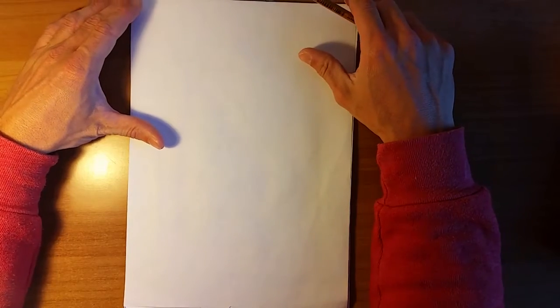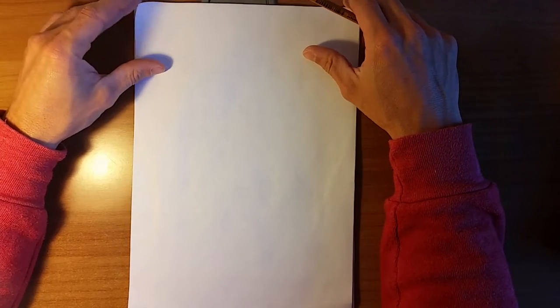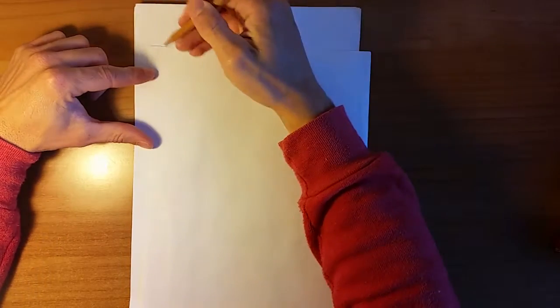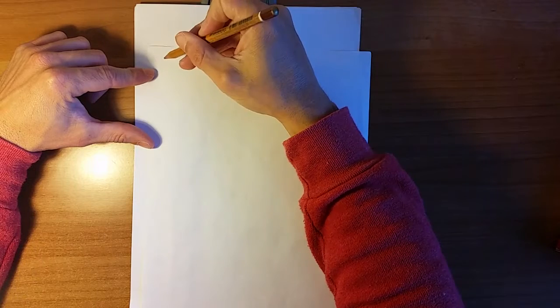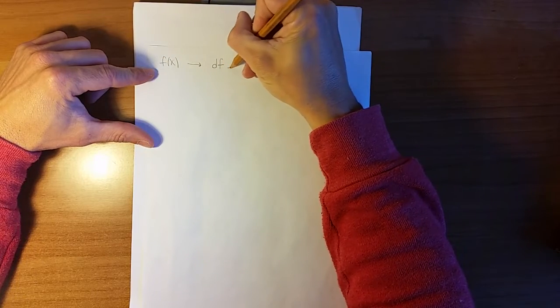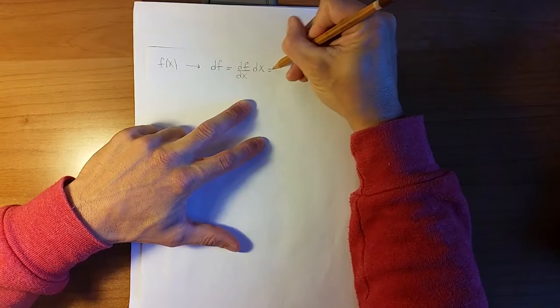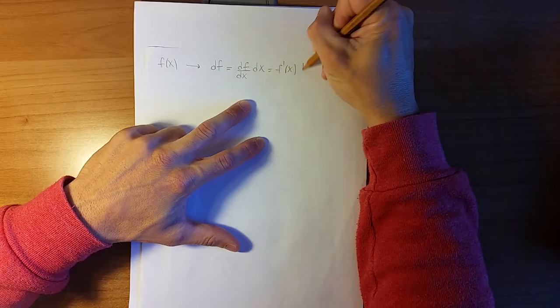In this video, I would like to talk about differentials of functions with more than one input variable. Let's first revise what the differential is in the case of single variable calculus. The differential associated to the function f of x can be written as df equals df over dx times dx, or if you want, f prime of x times dx.